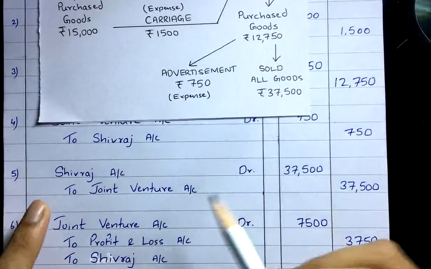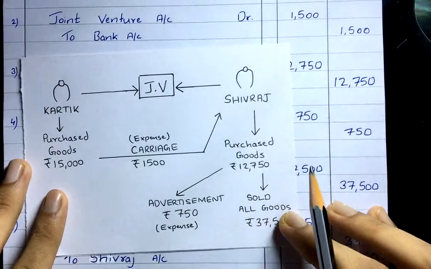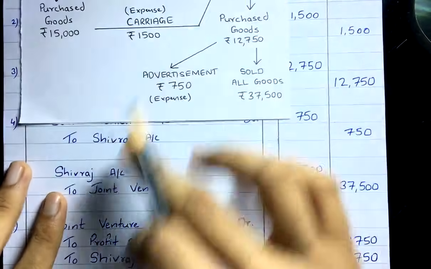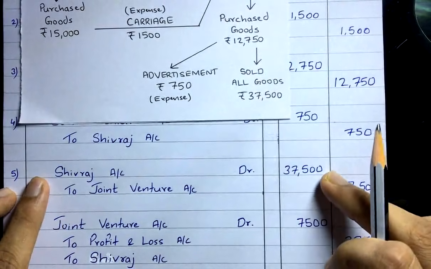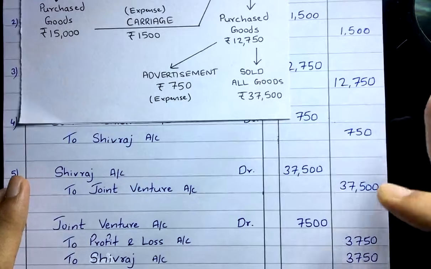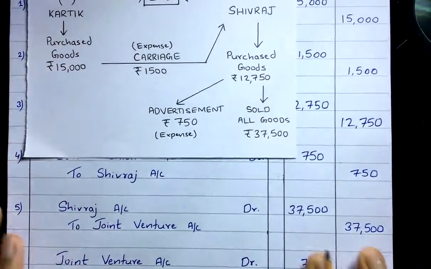At first you need to do the joint venture account, because directly you come to know sales is a revenue, so due to revenue joint venture account will get credited. And then who sold these goods? These goods were sold by Shivraj, so his account will get debited. It's really simple. And then at last you have to find out the profit of the joint venture.